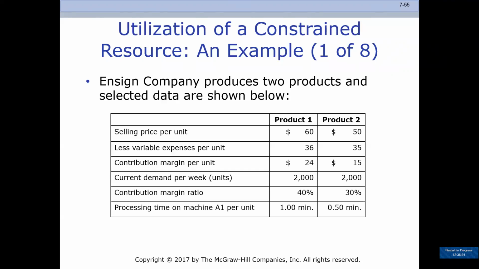Processing time on machine A1 per unit. Here, for product 1, processing time is a minute. Here, processing time is a half a minute. Oh, how does that change things? Well, you're making $24 a minute here. How much a minute are you making here? 30. But didn't we just all agree that product 1 is the one we should go with? You were shaking your head yes.